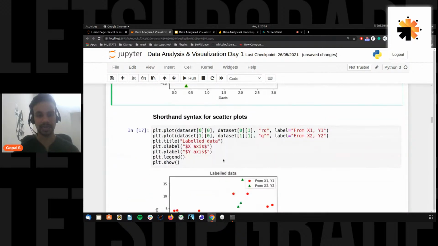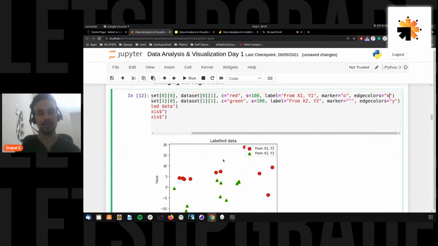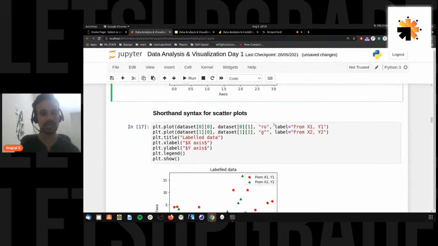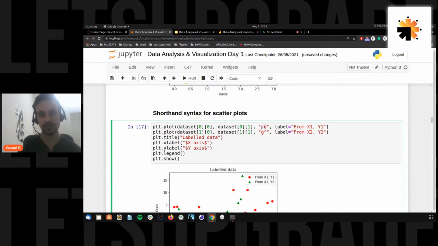And shorthand syntax. Till now we have seen passing these multiple parameters. What about using them in a single go? How exactly can you do that? It's quite easy. Just pass this red color o value and it will give you a circle, and green color and caret sign will return a triangle in green color. So instead of scatter, now we are using the plot function, right?